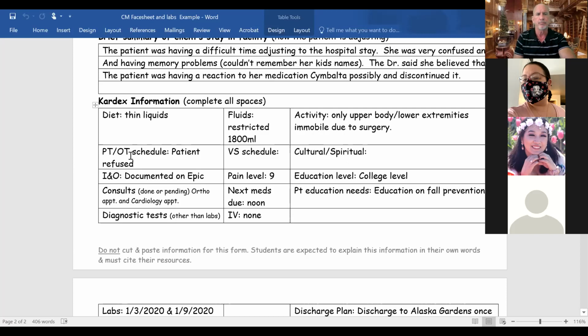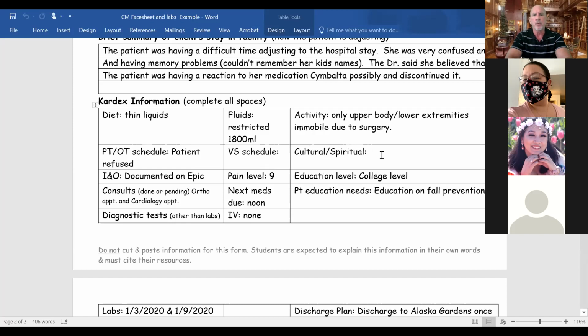PT and OT, physical therapy and occupational therapy schedule. How often are the vital signs? That's going to go by what unit you're working in. In a place like the skilled nursing facility we're at, they may only do vital signs once every 12 hours. In a hospital, a med-surg unit will probably be every 8 hours. ICU, it's going to be every 4 hours, or every 2 hours if they're critical.